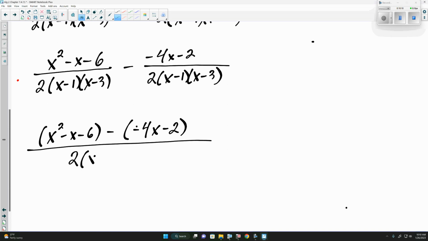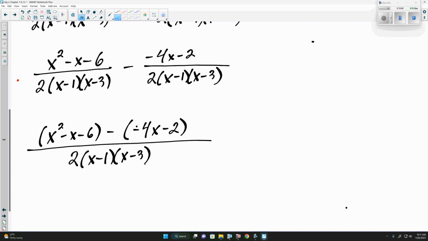Now we can put them all on the same fraction. This time we put the parentheses up because when we subtract something, we're changing the sign. Because when we say we're minusing negative 4x, well, a negative and negative make a plus. Minus negative 2, the negative and negative make a plus. Even if one of those had been plus 2, the negative and positive would make a negative. We're changing the signs because we're subtracting.